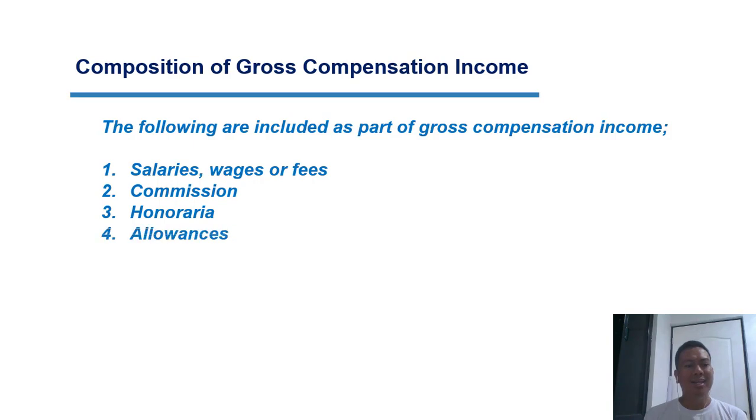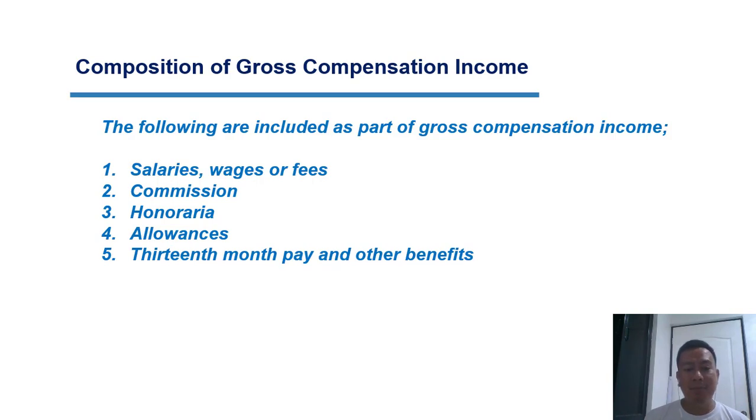Okay? So, we have allowances. For the allowances, we have the traveling allowances, we have the representation allowances. So, yan. That is part of our gross compensation. Ano pa? The 13-month pay and other benefits. For the 13-month pay, that is equivalent to 1 month pay of the employee. So, kung ikaw ay nakaka-receive ng 10,000 per month, that is basically 10,000 times 12 months. So, that is basically 120,000 a year divided by 12. So basically, that is also 10,000 per month. So yun daw yung equivalent mo sa 13-month pay.